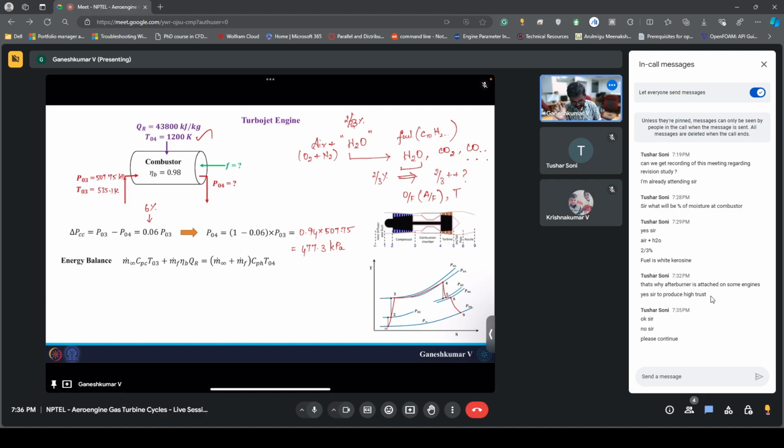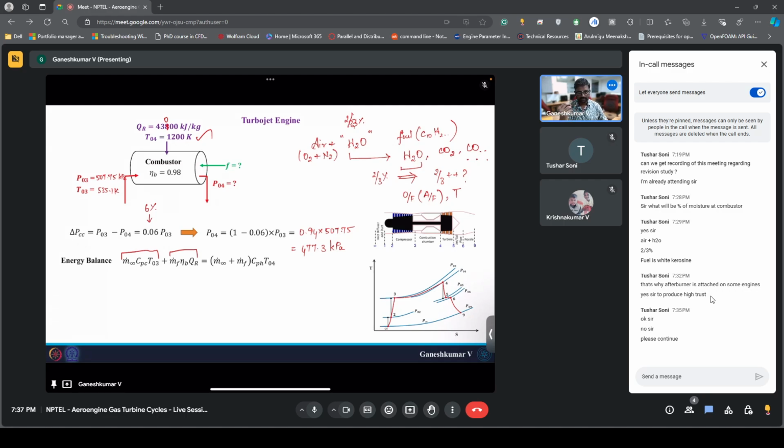Here you can see that this m_infinity C_p T_03, right? This is the energy with which air enters, and m_dot_f eta_b Q_R is the energy with which the fuel enters. This Q_R is nothing but the heating value. So here we have some heating value like 4300. So ideally this should be 43,000 kilojoules. It's not 43,800. So from the given data, this heating value is actually the lower heating value.